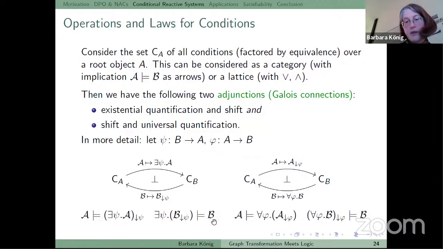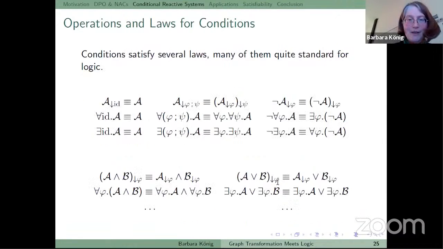More concretely, it satisfies these adjunction laws. A implies what you get if you first existentially quantify and then shift, and if you first shift and then existentially quantify, this implies B. This is just the property of an adjunction. And the same for shift and universal quantification. I think this is quite nice. It shows that this is kind of natural, the good operator. There are lots of other operators that are natural. Since shift is both a left and a right adjoint, it preserves both infima and suprema, so conjunction and disjunction, whereas universal quantification only satisfies conjunction, and existential quantification disjunction. That's the normal thing.